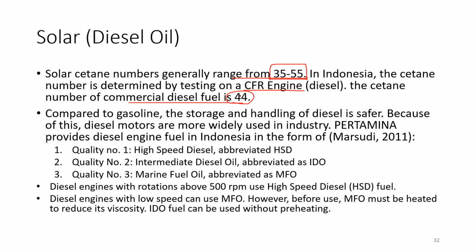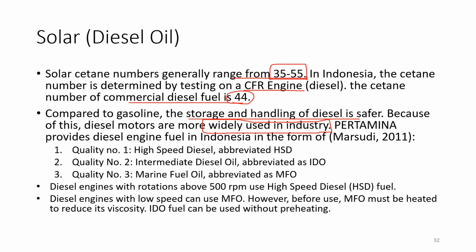So it consists of 44 N-hexadecane and 56 methyl naphthalene. Compared to gasoline, the storage and handling of diesel is actually safer. Because of this, diesel motors are more widely used in industry, especially for power plants, like the PLTD, as I mentioned in the applications of industrial chemistry in the previous slide. So some of the industries use diesel motors as a support.